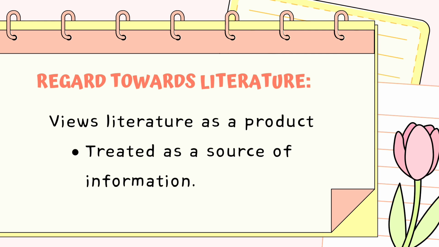Next, we have regard towards literature. This model views literature as a product, meaning it is a product of a certain community, culture, and group of people, treated as a source of information. Even if we are not able to go to a certain place or meet these people, through literature we are able to know their background, their culture, how they behave, and other information about them.